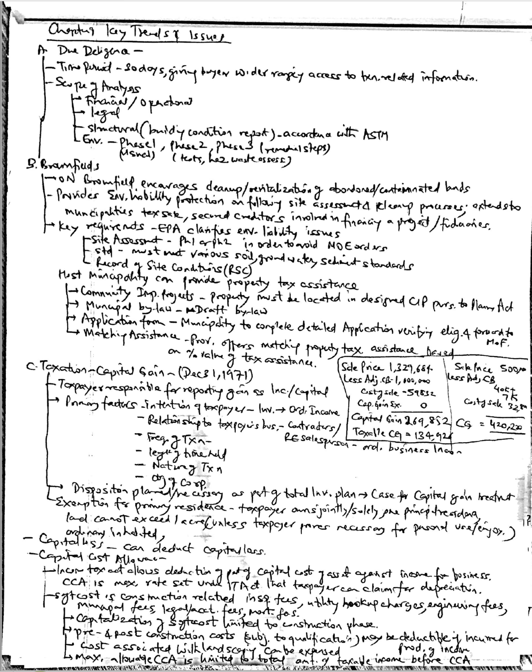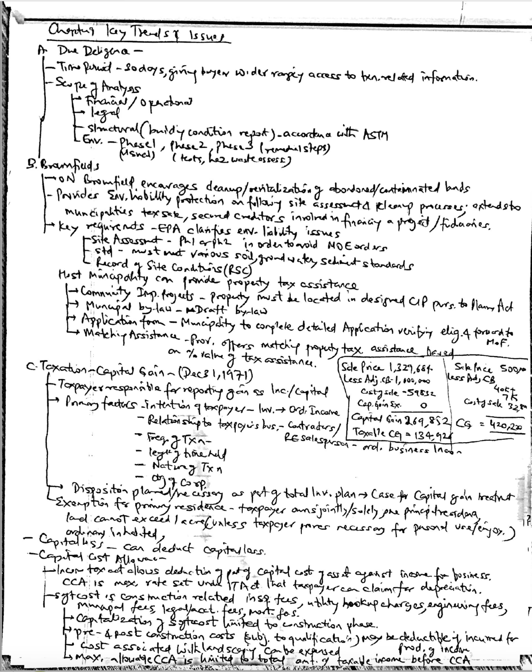And so essentially there are key requirements under the Environmental Protection Act. It clarifies certain environmental liability issues and sets out the conditions that must be met in order to receive protection from future Ministry of Environment orders following site cleanup. Site assessment: the property must meet site assessment standards. The property must meet various soil, groundwater, and sediment standards for the intended use. And preparation of a record of site conditions is required as detailed in the regulation.